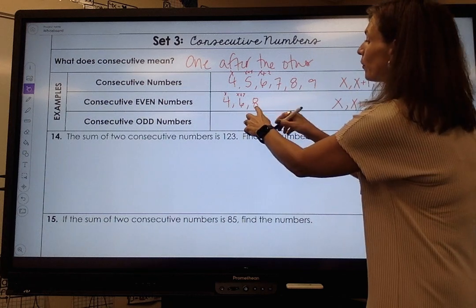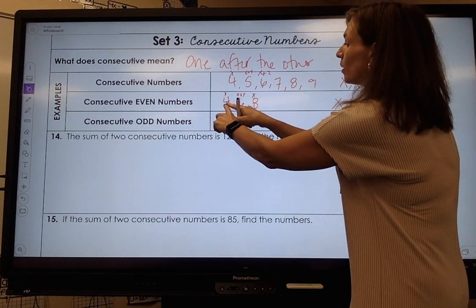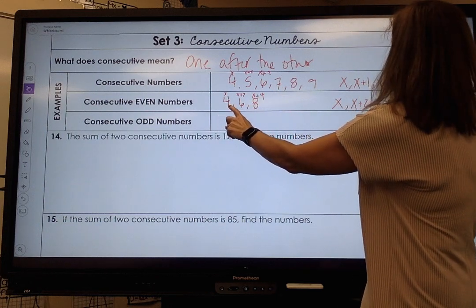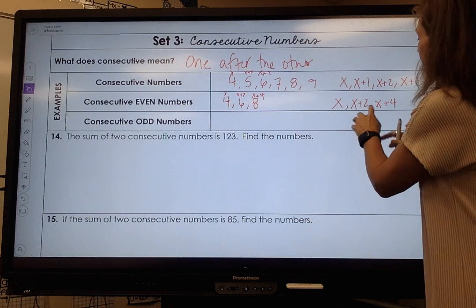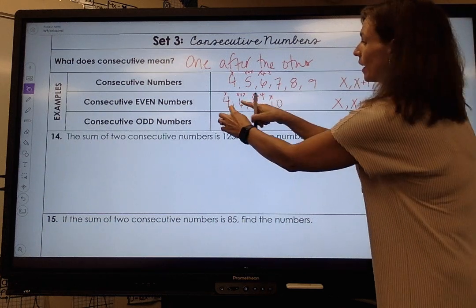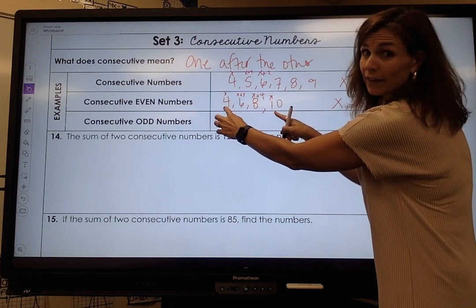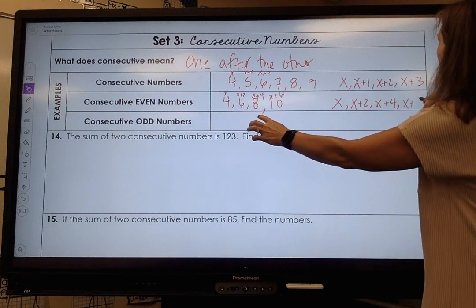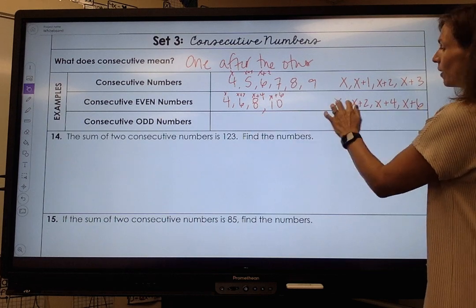How do you get to the third number? You take your original number and we add 4 to it. So x plus 4 is going to be the next consecutive number. And if I did 10, you take your original number. How many did you have to add there? You had to add 6. So x plus 6. So can you see the pattern when it's consecutive even numbers?